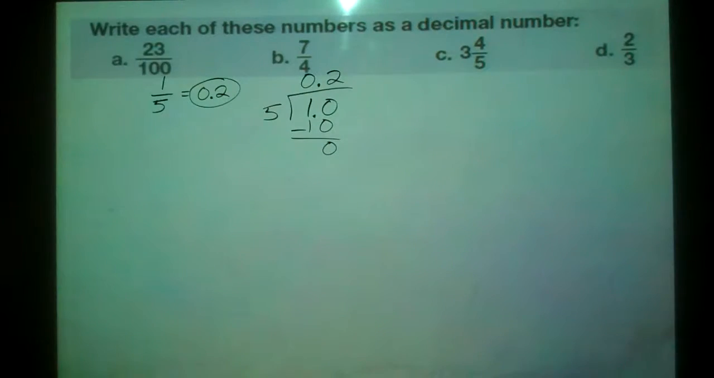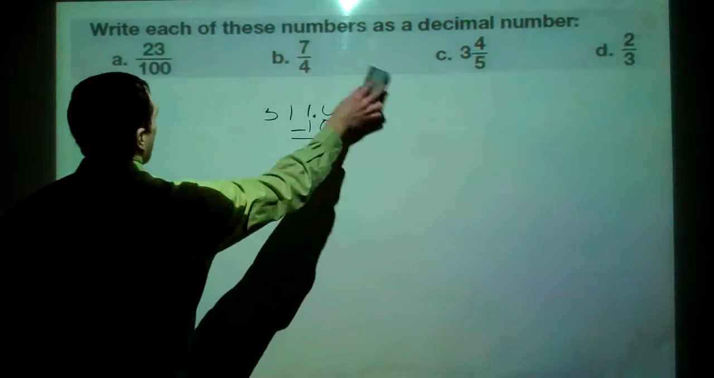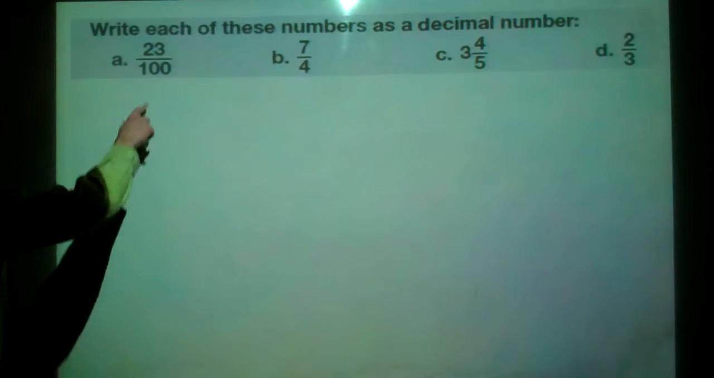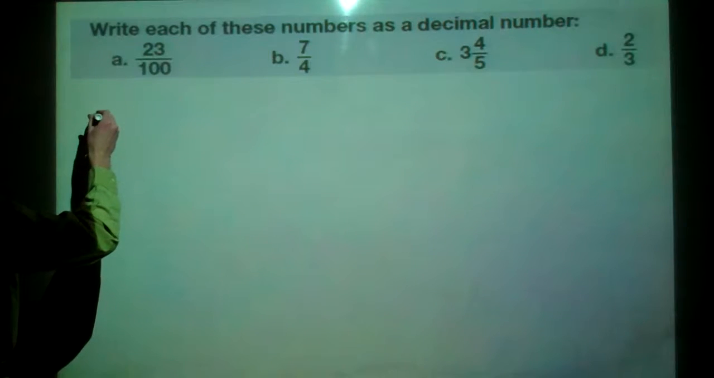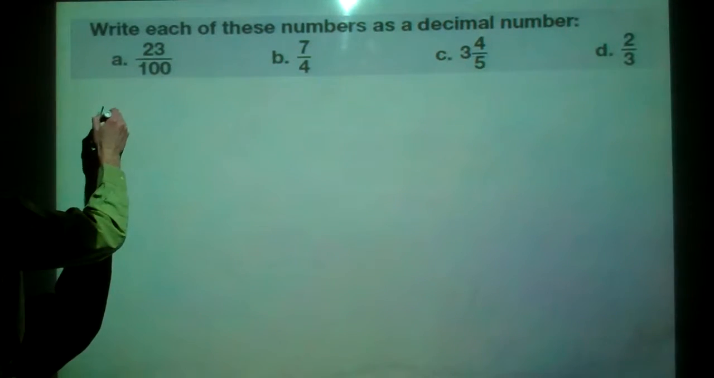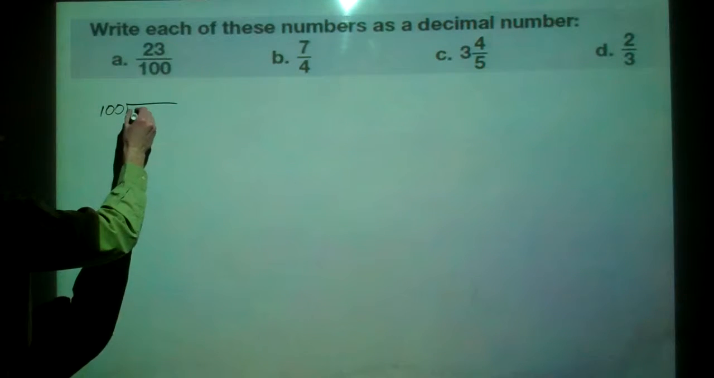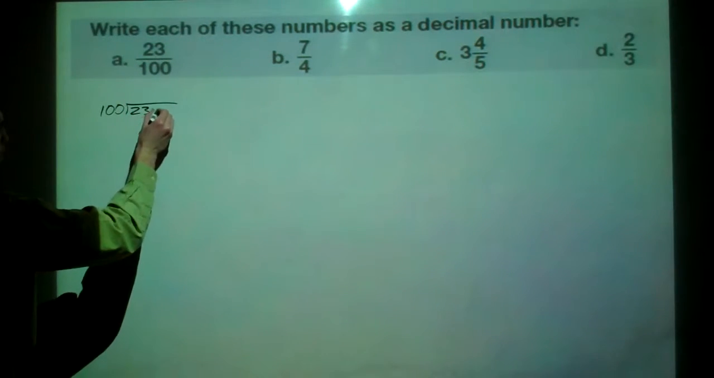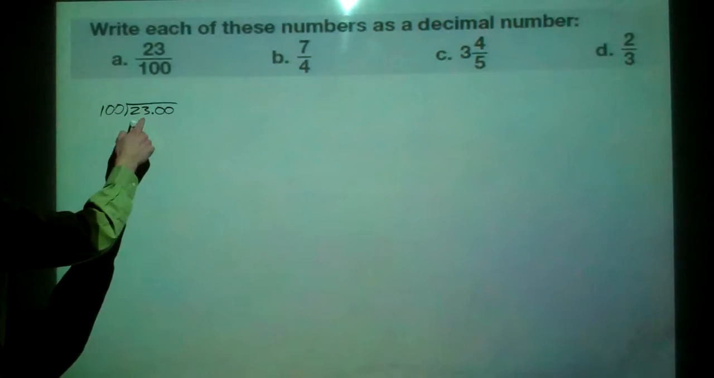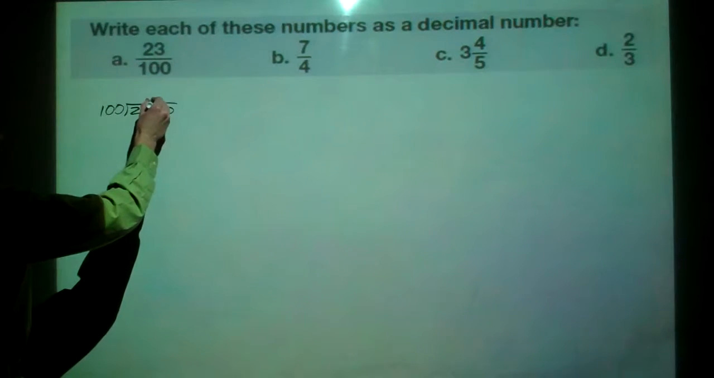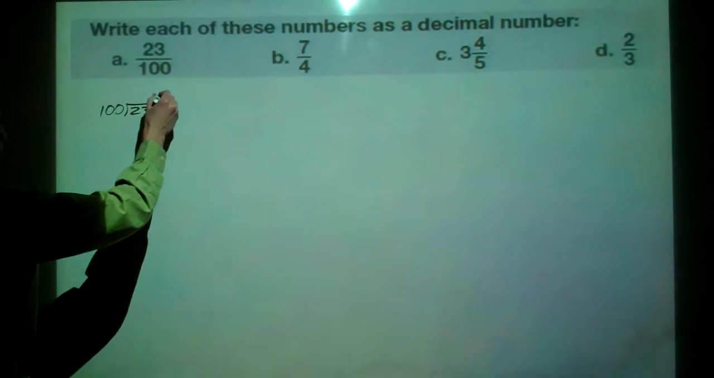Alright, move on to this one. Write each of these numbers as a decimal number. Alright, let's take a look. 23/100. That one has a shortcut. We'll do it the way that we've been doing it though. 100. So 100 does not go into 23. It does go into 230 though, twice.